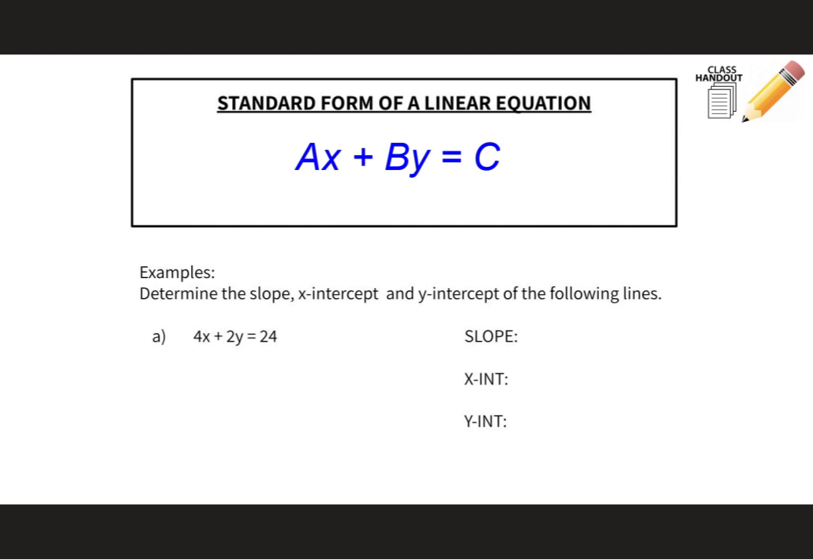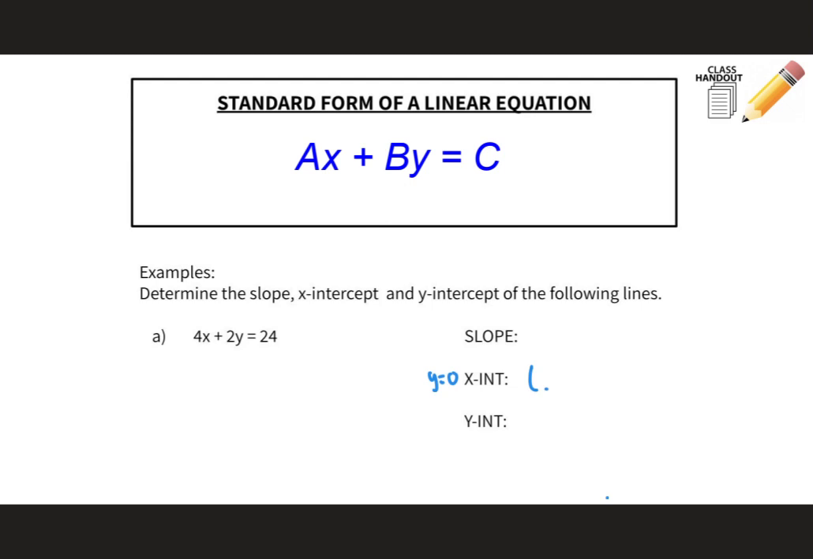Let's look at a couple examples here. It says determine the slope, x-intercept, and y-intercept of the following lines. So same thing, we're identifying the same characteristics. Since it's written in standard form, we can't easily identify the slope because it's not written in mx plus b. So instead, let's find the x and the y-intercepts. Remember, to find the x-intercept, we're going to plug in y equals 0.